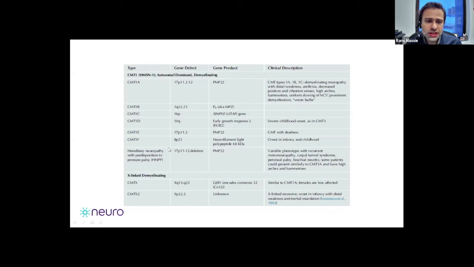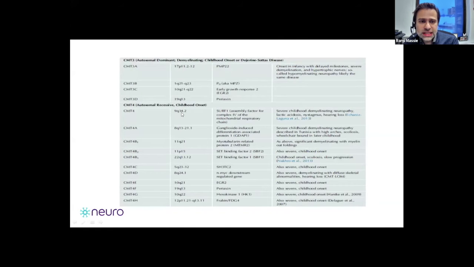So if you have a large deletion in PMP22, it gives you HNPP. If you have a duplication, it gives you CMT1A. And if you have a point mutation, it gives you CMT1B. Those are the same genes that will give you CMT3. So CMT3 or HSMN3 is also called Dejerine-Sotas syndrome.